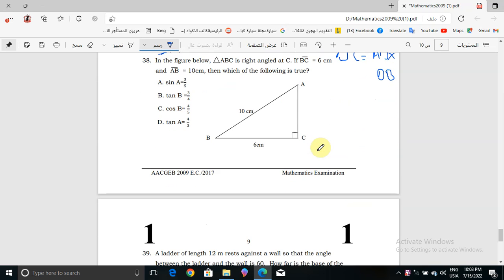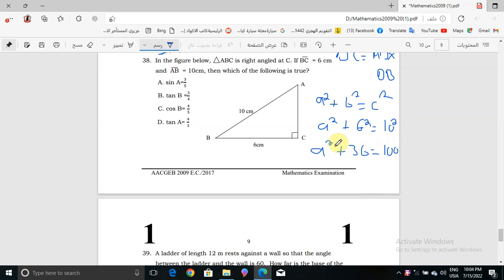Now in question number 38. In the figure below, triangle ABC is right angled at C. If BC is 6 cm and AB is 10 cm, then which of the following is true? Okay, now let's use the formula A squared plus B squared is equal to C squared, right? Then A squared plus 6 squared in place of B is equal to 10 squared. So that means A squared plus 36 is equal to 100.